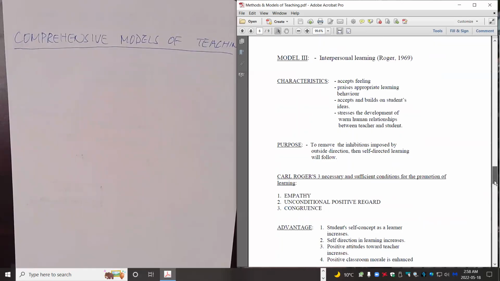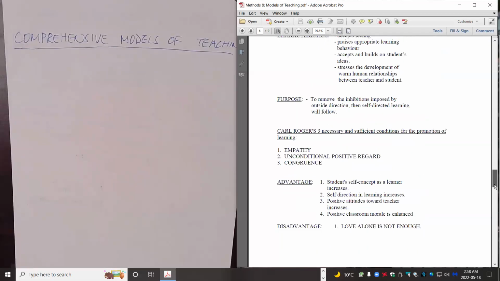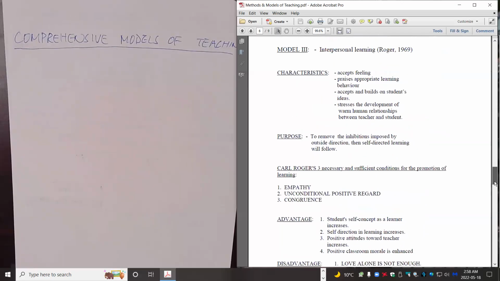And so take a look at model 3, interpersonal learning, that Carl Rogers, remember Carl Rogers? One of the founders of humanistic psychology, okay? And of course, the other one is Abraham Maslow. We will talk about Maslow in motivation, right? So interpersonal learning, so Carl Rogers, right?